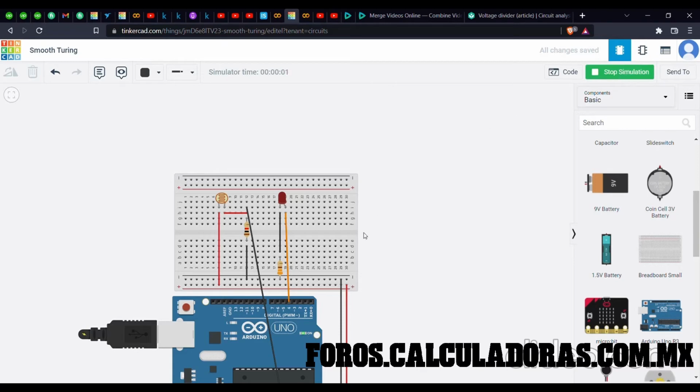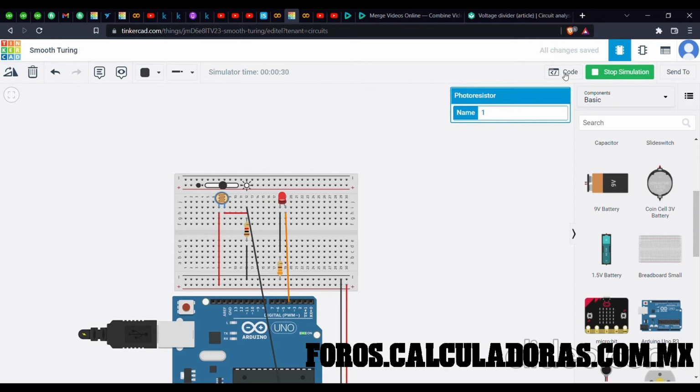I have started the simulation and you can see no LED is on. And you can see the sunlight or the brightness has been set to low. So that means it's night time and the LED is not glowing. Okay, so let's say the sun is out and you can see the LED has glowed. So we have implemented the logic correctly.